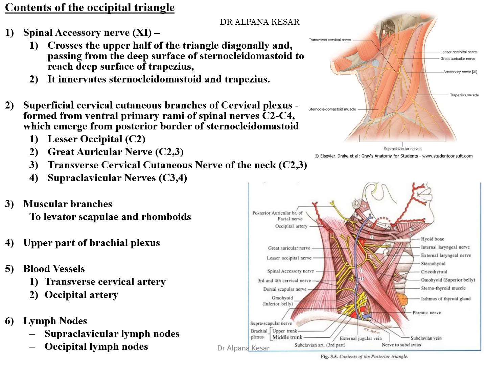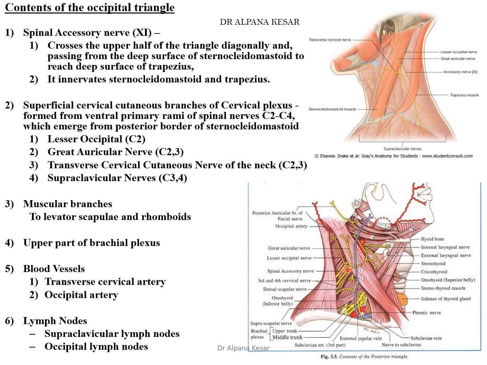Contents of the posterior triangle. First, we will do the contents of the occipital triangle. The contents of the occipital triangle include spinal accessory nerve. Spinal accessory nerve is the 11th cranial nerve which runs from the deep surface of sternocleidomastoid to the deep surface of trapezius muscle. Spinal accessory nerve supplies both sternocleidomastoid and trapezius muscle.